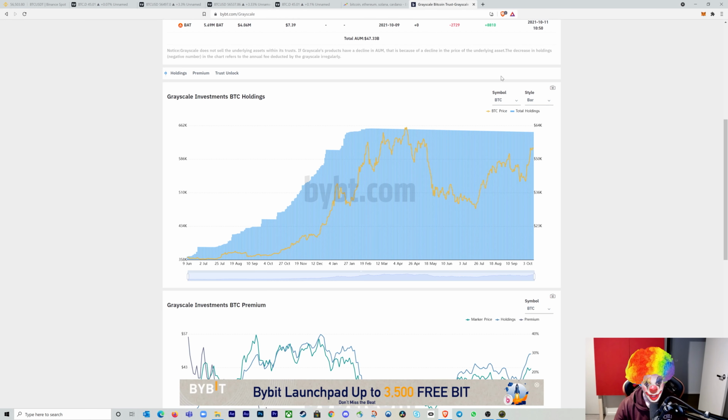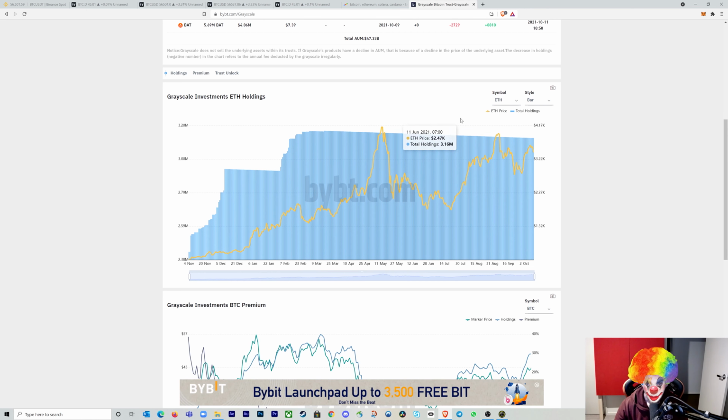Also, in terms of institutional holdings, we're looking at the Grayscale Bitcoin Trust. Again, nothing's changed on this chart. It's still showing that they essentially stopped buying around February 2021, and if anything, it's gone down slightly. That's Bitcoin. If I select Ethereum, looks the same.